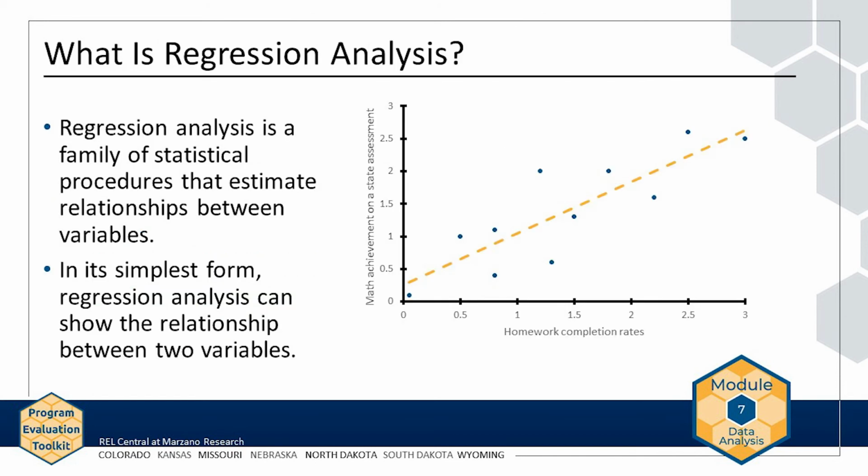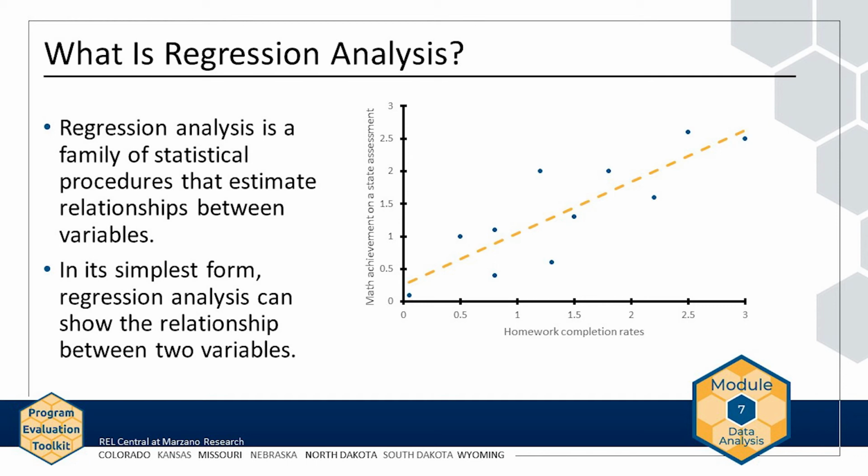Regression analysis is a family of statistical procedures that estimate relationships between variables. In its simplest form, regression analysis can show the relationship between two variables. For instance, the AMP evaluation team graphs math achievement on a state assessment on the y-axis and homework completion rates on the x-axis of a group of individuals. A regression, in this case, is equivalent to plotting a best-fitting line through the data points.